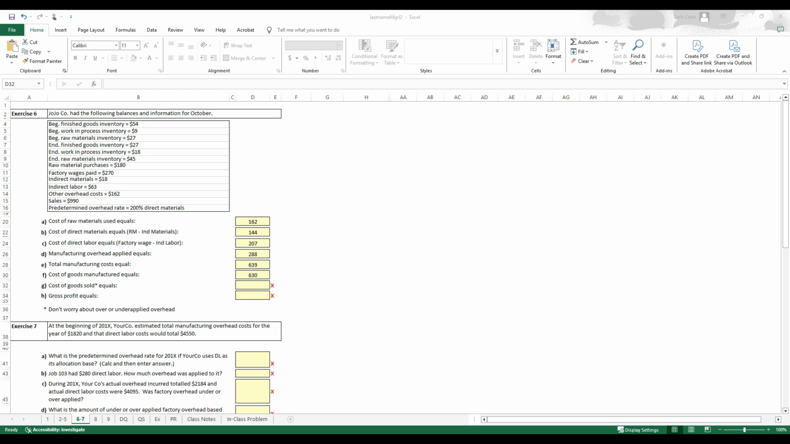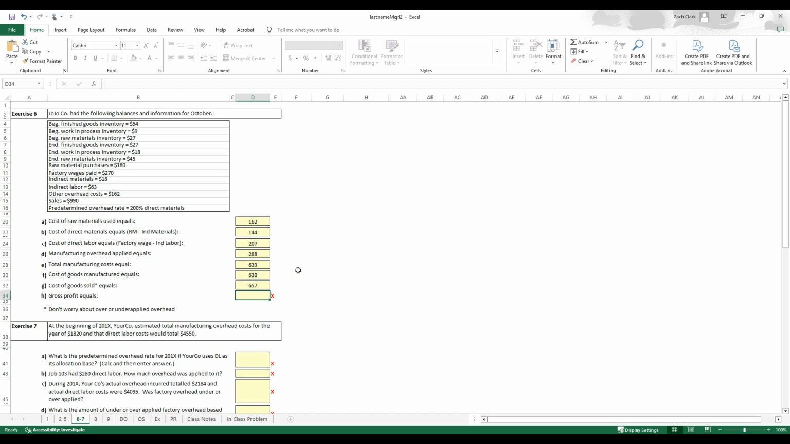Then we're going to take that total cost of goods manufactured, and to get our cost of goods sold, we're going to use that same formula, the BAE, beginning plus addition minus ending. But in this instance, we're looking at the finished goods. So beginning finished goods is 54. Our additions, cost of goods manufactured, was 630, and then our ending finished goods was 27.